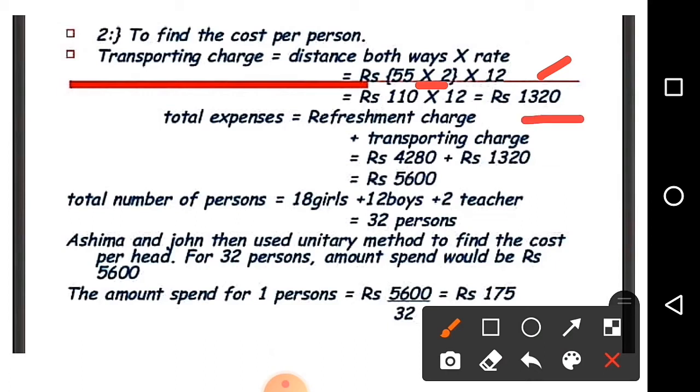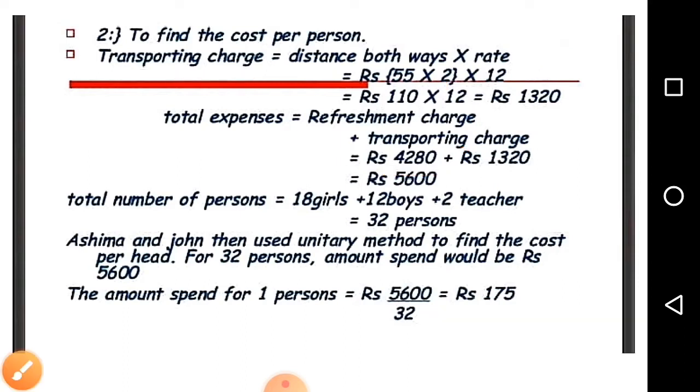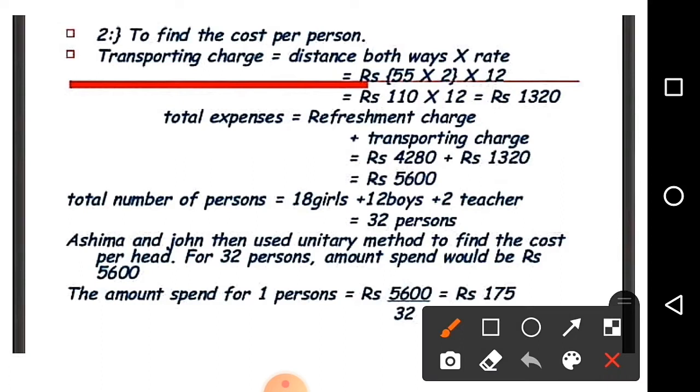Now this is only transporting charge. Now total expense will be refreshment charge plus transporting charge. Both we have to add. So ये जो आपका आंसर आया है 1320 that we will add in 4280. This is the refreshment charge which was already given in the question. So after adding we get 5600 rupees. Now this is of per head means ये एक जन का है. Okay. Now total number of persons, total कितना होगा?